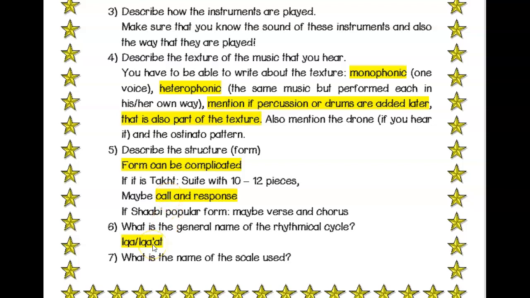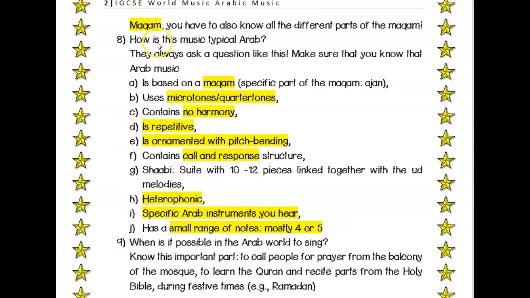The rhythmical cycle is called the iqa'at. And what is the name of the scale? By now we know that the name of the scale is the maqam. There I have the word maqam. And how is this music typical Arab? They always ask a question like this. Make sure that you know that the Arab music is based on a maqam. Okay, a specific part, those few notes of the maqam that is used, I call the ayan.